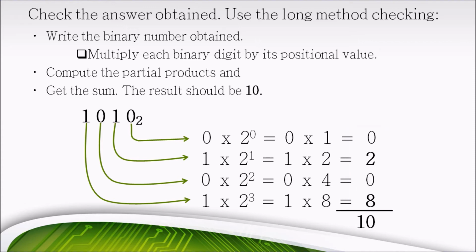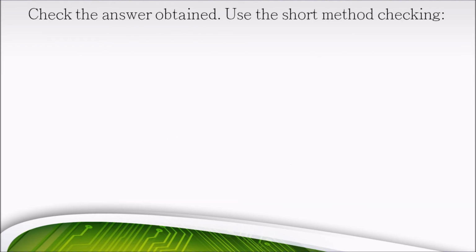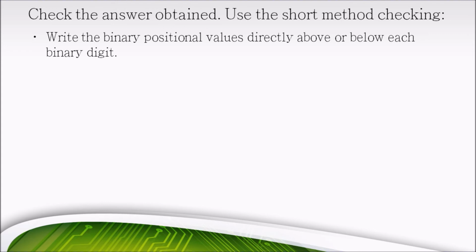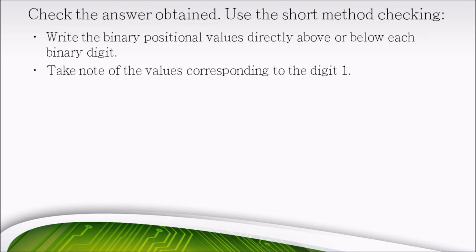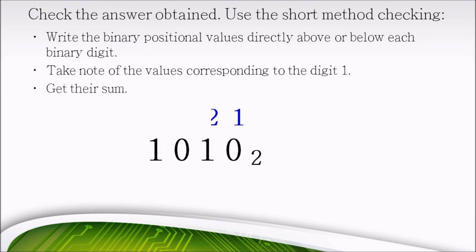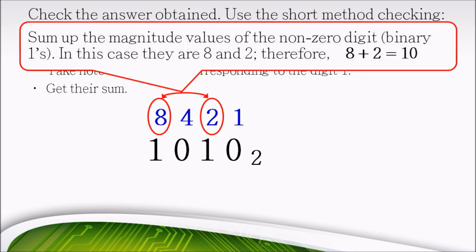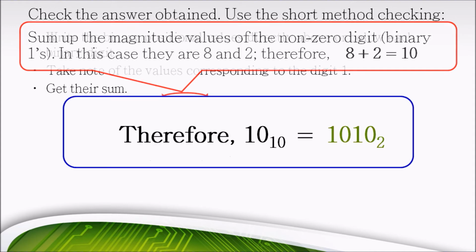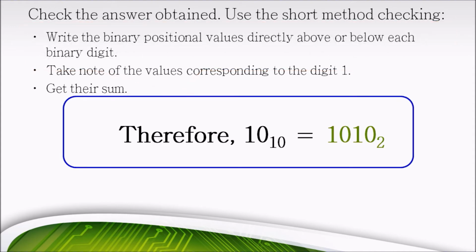This time, let's check using the short method. In the short method checking, the binary positional values are written directly above or below each binary digit, taking note of the values of those that correspond to the digit 1, and then finally taking their sum. In this example, the digits that correspond to the ones are those of 8 and 2. Sum up the magnitude values of the non-zero digits, the binary ones. In this case, starting from the leftmost digit going to the right, they are 8 and 2. Therefore, 8 plus 2 is equal to 10.